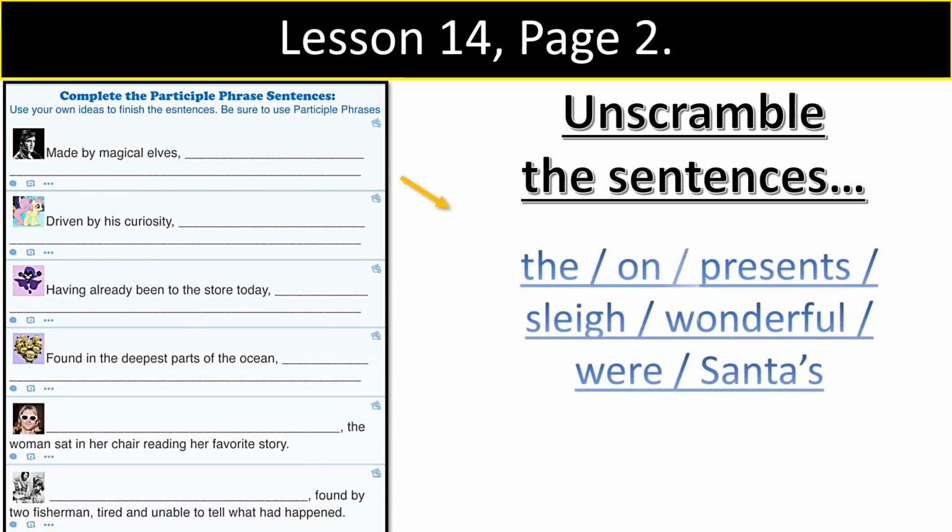Number 1, made by magical elves. I want you guys to take a moment, pause the video, and write the words in the correct order. Made by magical elves. What do you think? Maybe you could say the presents on Santa's sleigh were wonderful. Or the wonderful presents were on Santa's sleigh. You guys can write an answer for me there too. Now for number 2, number 3, number 4, number 5, and number 6, I want you guys to do the same.